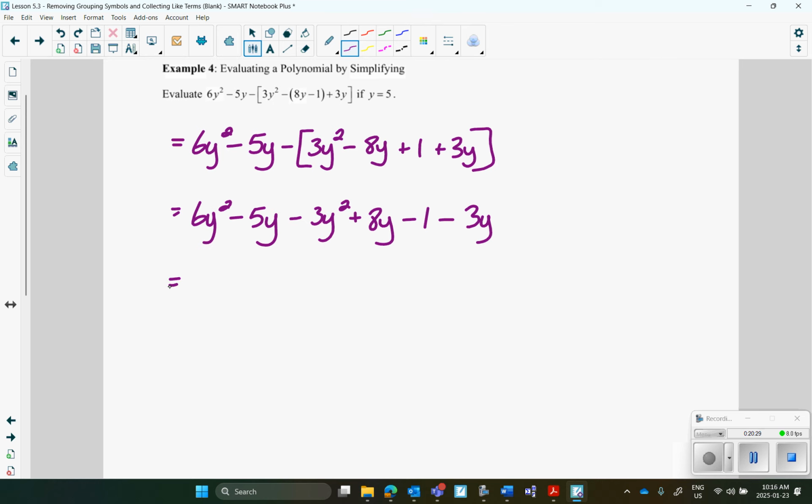Finally, collect the y squares, we get 3y squared. What do you notice when you collect the y's? They all cancel out to nothing. Negative 5y plus 8y is 3y. 3y minus 3y. They're all gone. So that means we're only left with a minus 1. That's a lot easier to deal with than the first one. That's why we simplify these things.